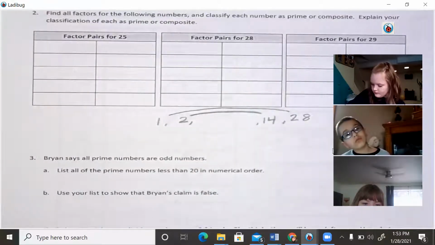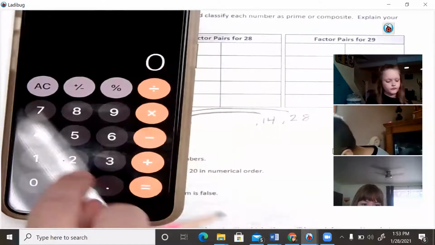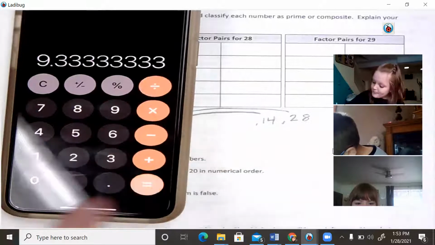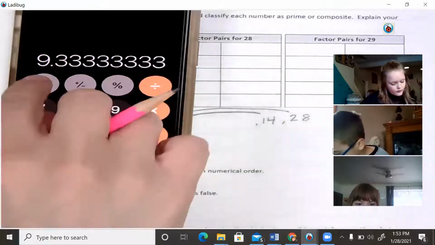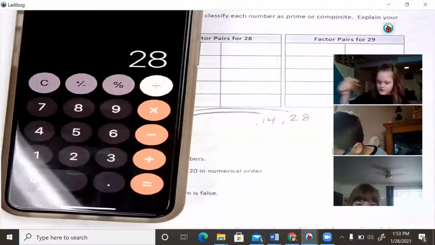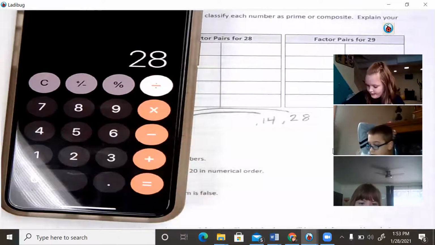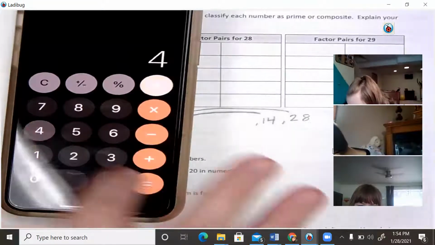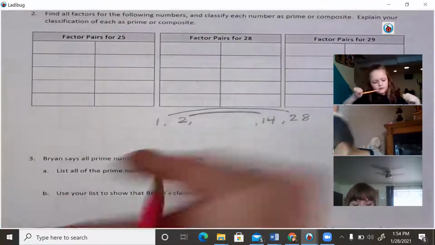What comes after the number 2? 3. So in my calculator, I'm going to put 28 divided by 3. Does that work? No, because I have a big long decimal. After 3, I'm going to try 28 divided by what comes after 3. 4. Does that work? Yeah.